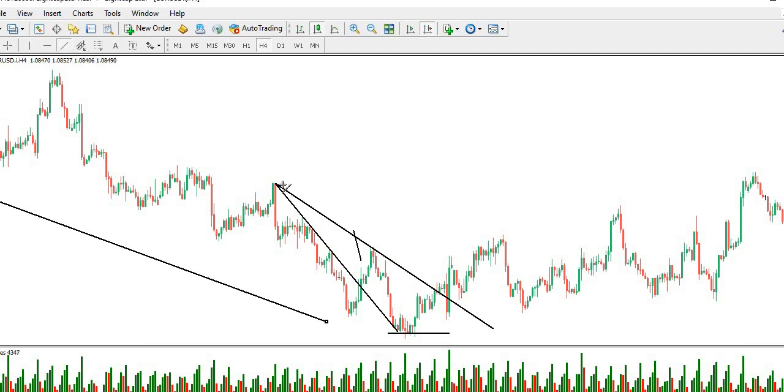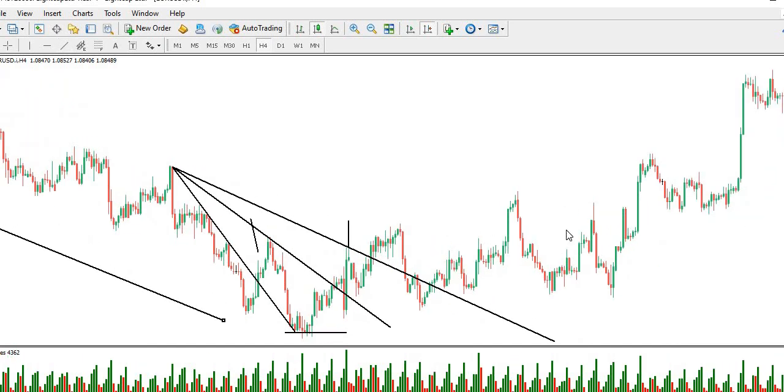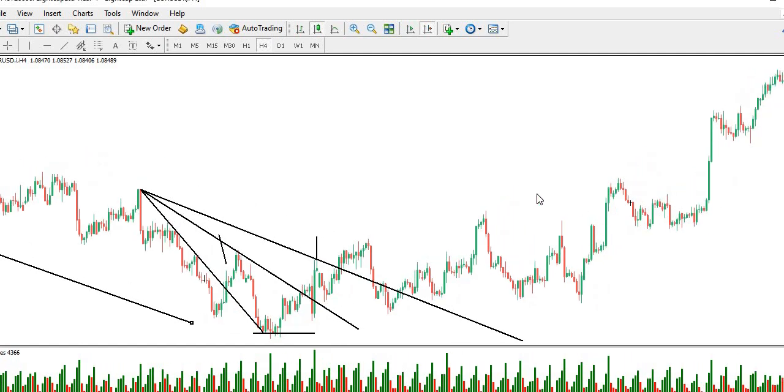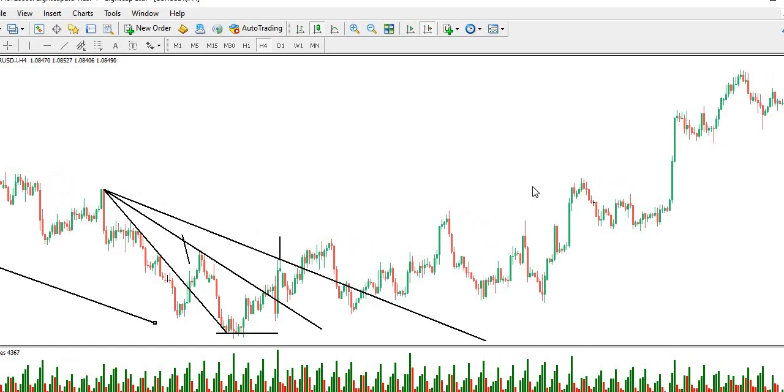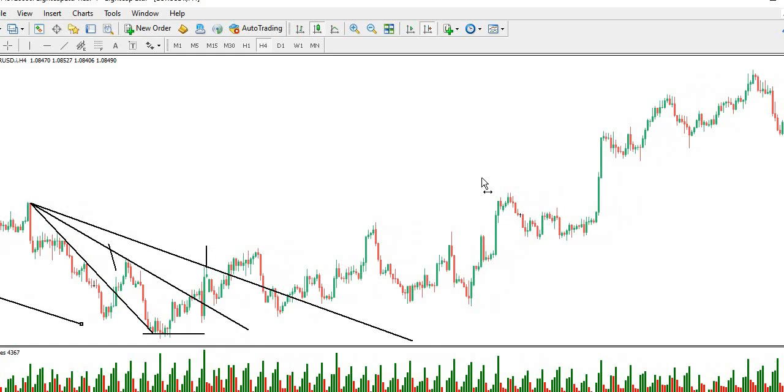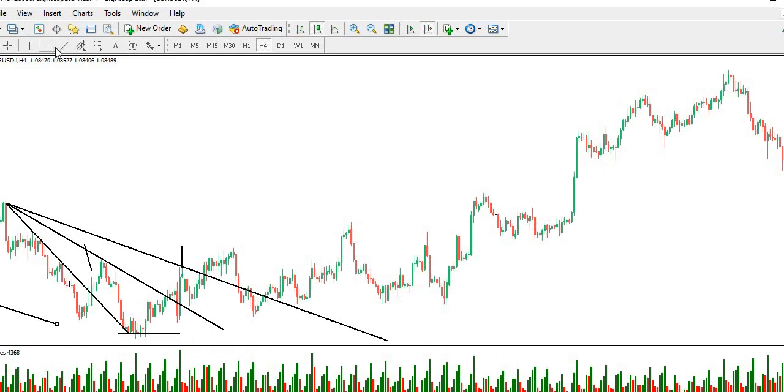Time for the third one to be drawn from the same area. We connected it with the third point at this area, and we saw the market has broken it to the upside. So this was enough confirmation to see that the trend has changed its direction, and this is what we see.